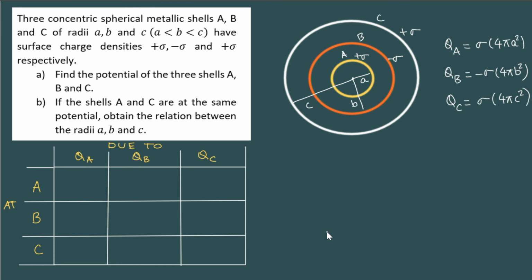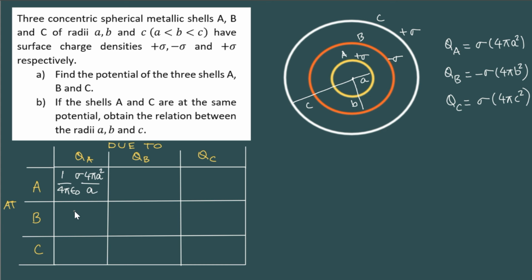Here I have put a table to keep track of the potentials of each of the shells due to the charges on each of the shells. So let's start by looking at shell A. At a point on shell A, the charge on the shell will create an electric potential, the potential just outside the shell. So it will be 1 by 4 pi epsilon naught, charge q a, which is sigma times 4 pi a squared, divided by a.